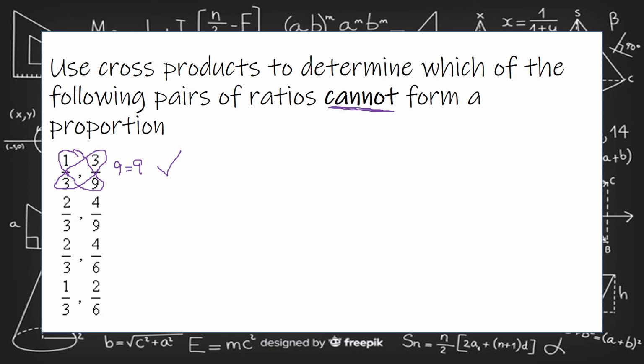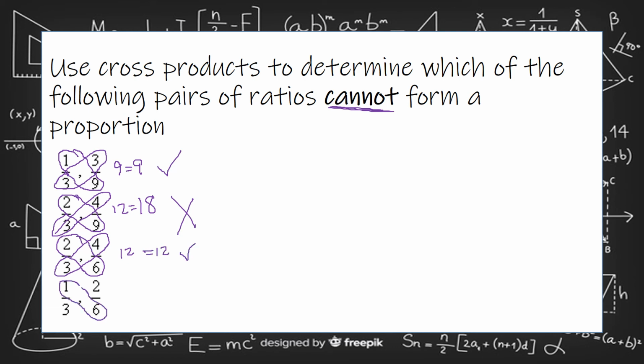Okay. Let's see, 3 times 4, that's 12. 2 times 9 is 18. That is not a proportion. Okay, then we've got 3 times 4, that's 12. 2 times 6, that's 12. So that is a proportion.